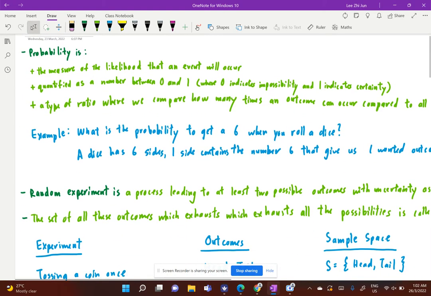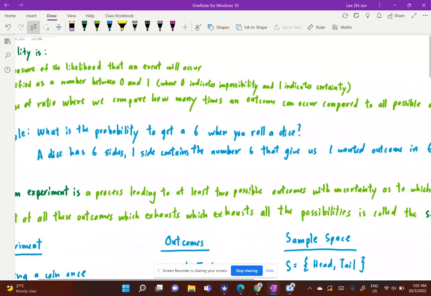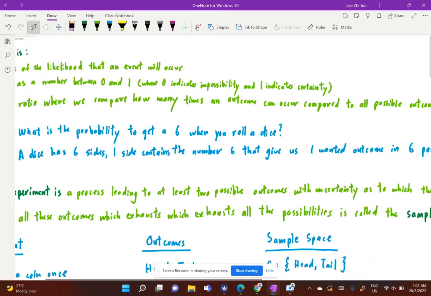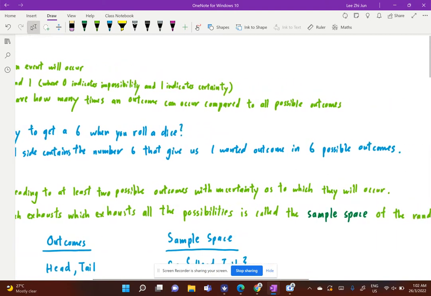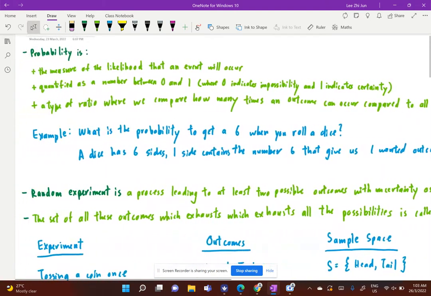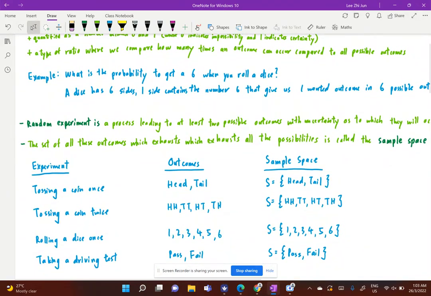A random experiment is a process leading to at least 2 possible outcomes with uncertainty as to which will occur. The set of all these outcomes, which exhausts all the possibilities, is called the sample space of the random experiment. Let's go to see the example. I give you 4 experiments. They have the outcomes and the sample space.